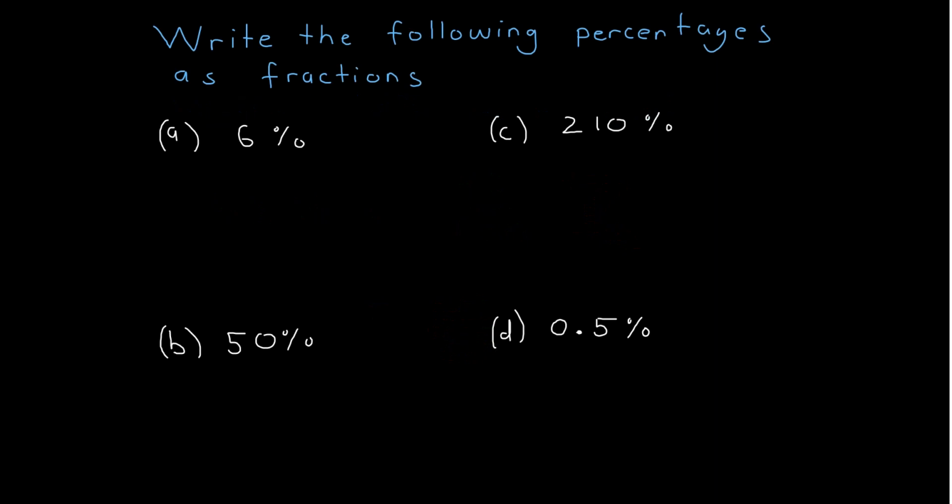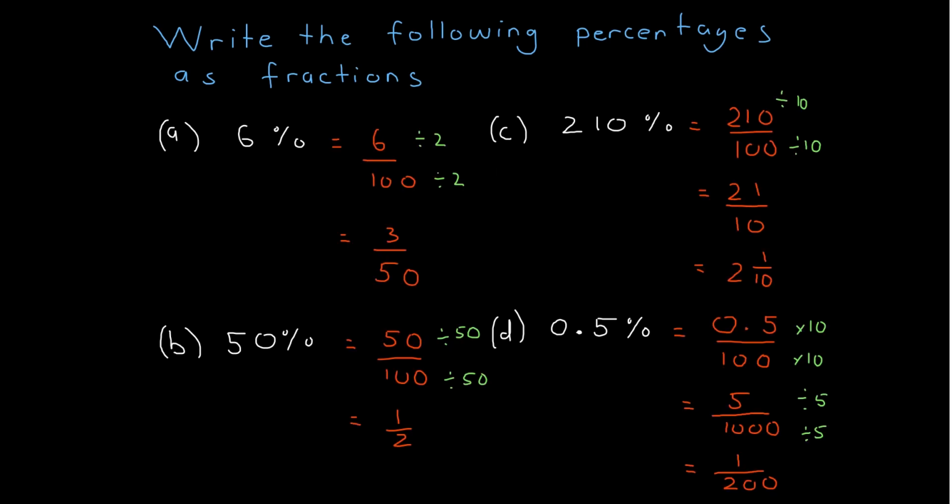So pause the video and have a go at these 4 questions. Write all 4 of these as fractions and then unpause the video when you're done to check your answer. Okay, so let's hope you're all done and you've got your answers in front of you. So let's do it. We've got 6%, which is 6 out of 100, and that simplifies to 3 out of 50. We've got 50%, which is 50 out of 100, and that simplifies to 1 out of 2.